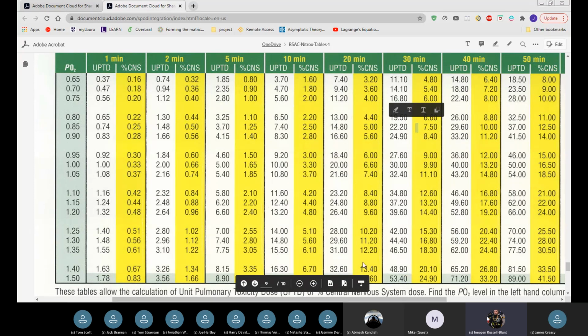I'm just going to give you guys one to do. I don't know if there's one in the PowerPoint already, but I'm just going to do one now while we've got the table up. Okay, so I'm going to carry on with the partial pressure of 1.4. So I'm going to reach my maximum partial pressure for 43 minutes. What would the percentage risk of CNS be at 1.4 partial pressure for 43 minutes?